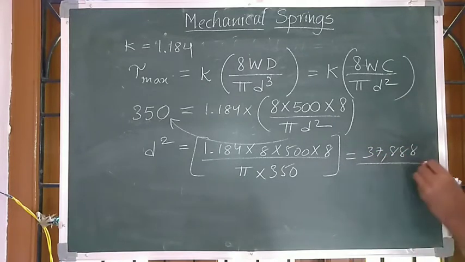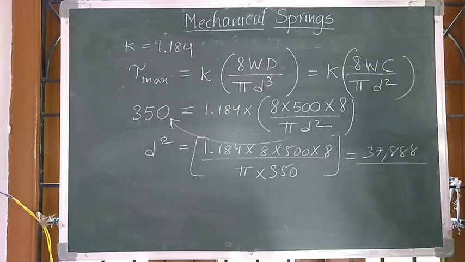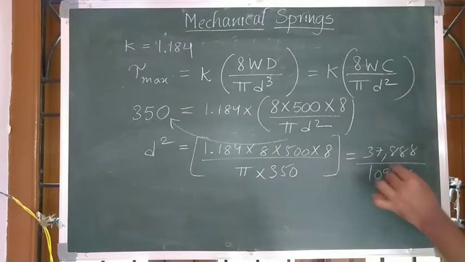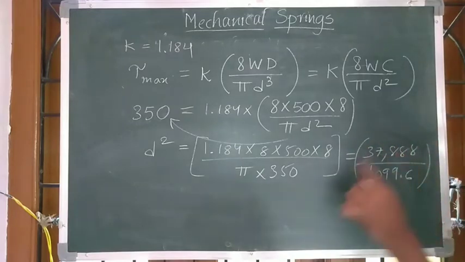So this numerator value I got is 37,888, divided by 1099, the denominator value, pi into 350, which is 1099.6. So just solve again.